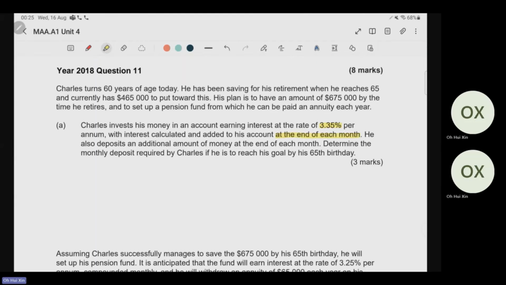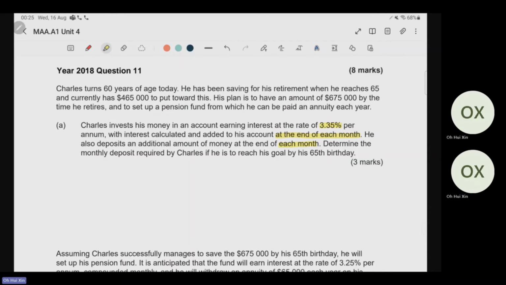So that's why in this case your CPY is 12. At the same time, he will also deposit an additional amount at the end of each month, so that's why your PPY is 12. Determine the monthly deposit required by Charles if he wants to reach his goal by his 65th birthday.